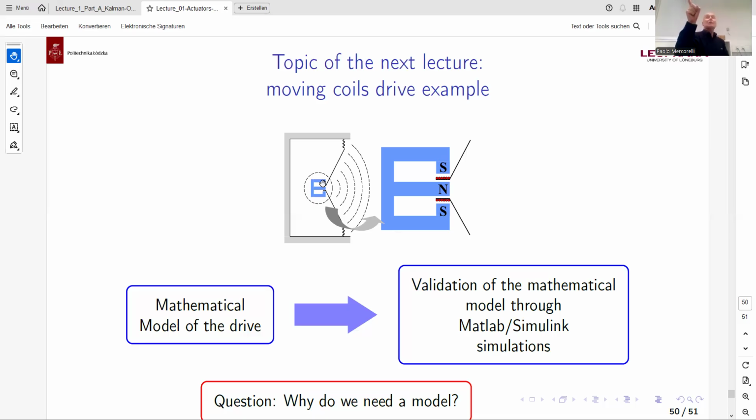But this principle here is a moving coil, the name is voice coil. I don't know, it's not written here. Voice coil drive, voice coil motor, anyway. It is a moving coil actuator, which can be used for any kind of actuation. I show you now the equations. I show you now also possible applications.